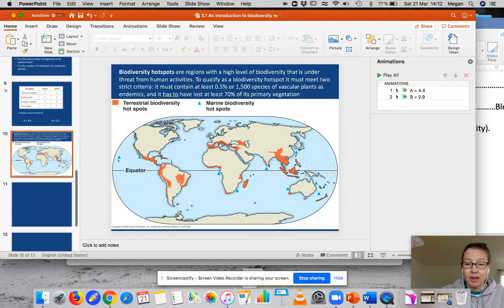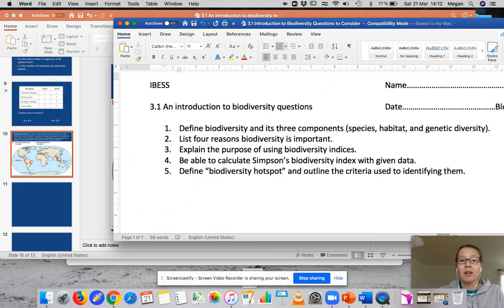And if we were to take a look at our questions to consider here, the definitions of biodiversity, you need to know those 3 components. You need to be able to talk about biodiversity's importance. Why do we use biodiversity indices? Can you calculate a biodiversity index? And in that, you need to be able to identify richness and talk about evenness. And then, what's a biodiversity hotspot and what do we use to identify them?